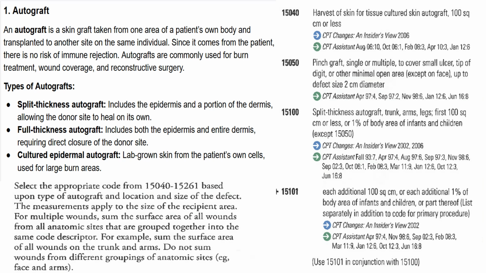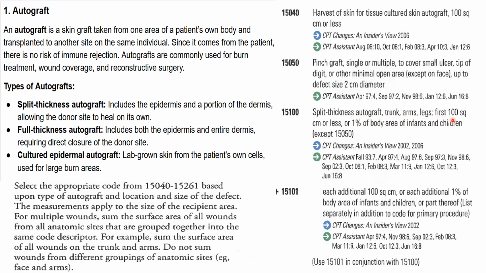So first let us learn what is autograft. Autograft is a skin graft taken from one area of the patient's own body and transplanted to another site on the same individual. Since it comes from the patient, there is no risk of immune rejection. And autografts are further classified depending upon the thickness: split thickness, full thickness, cultured epidermal autograft. And if you see the codes for the graft, they are self-explanatory. It is a split thickness. What is the kind? It is an autograft.